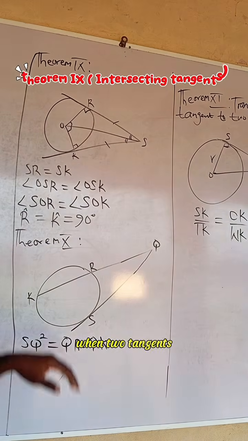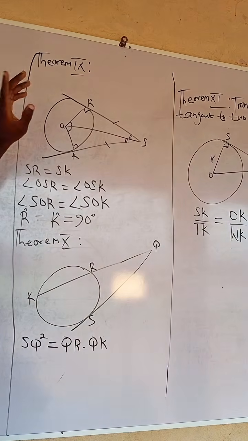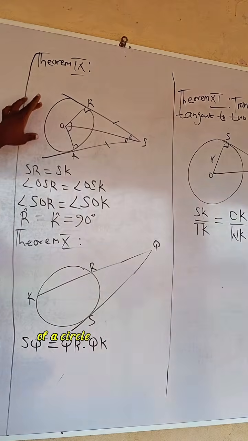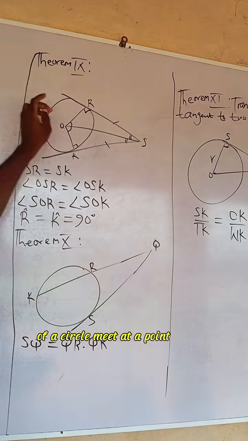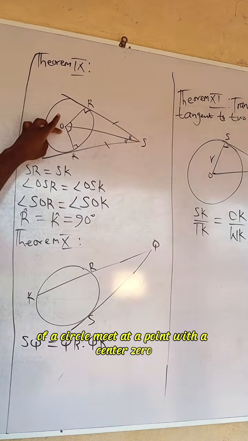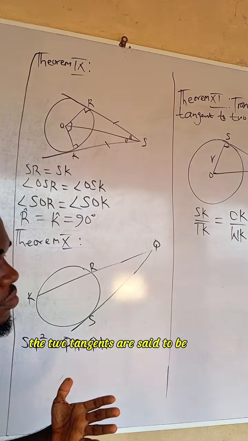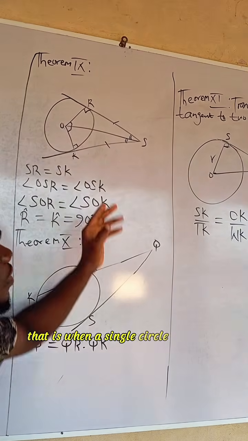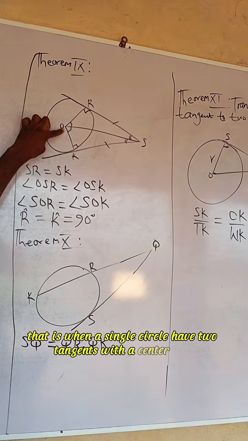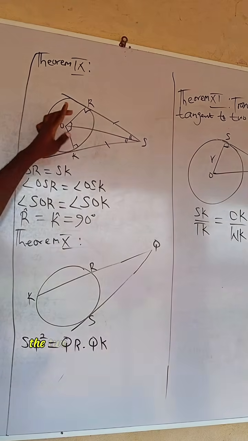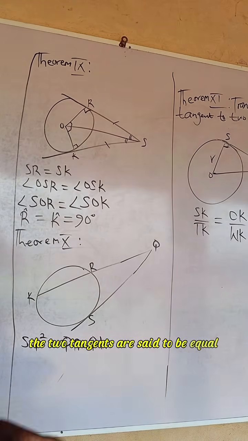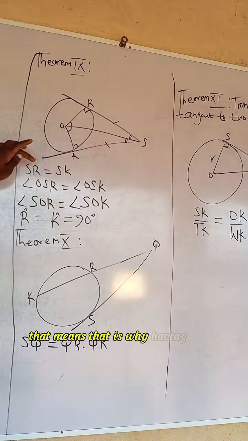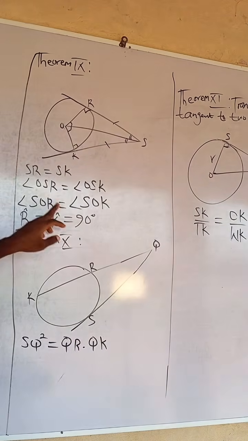When two tangents of a circle meet at a point, with center O, the two tangents are said to be equal. That is, when a single circle has two tangents with center O, the two tangents are equal. That is why SR is equal to SK.